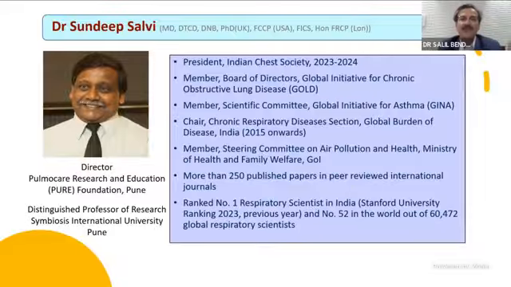He is the president of the Indian Chest Society, member of the board of directors of GOLD, member of the scientific committee of GINA, chair of the chronic respiratory disease section of the Global Burden of Disease India, and a member of the steering committee on air pollution and health, Ministry of Health and Welfare, Government of India. He has published so many papers in peer-reviewed journals, and the most prestigious for all our countrymen, he was ranked number 1 respiratory scientist in India by the Stanford University ranking 2023, and number 52 in the world out of 60,472 global respiratory scientists.